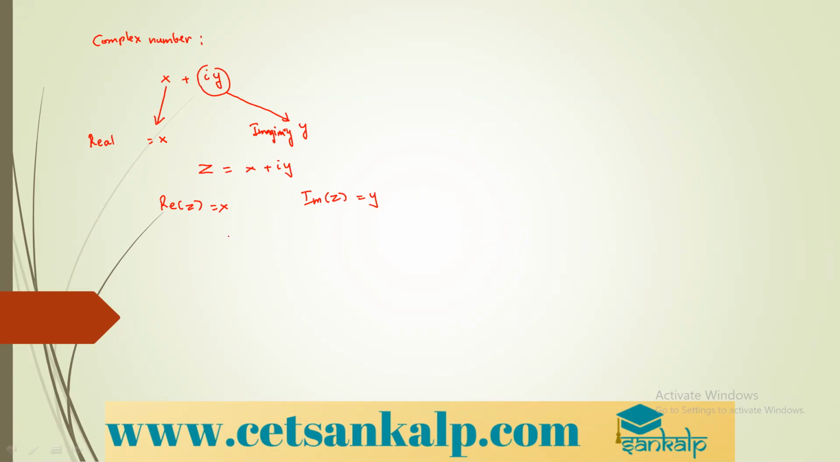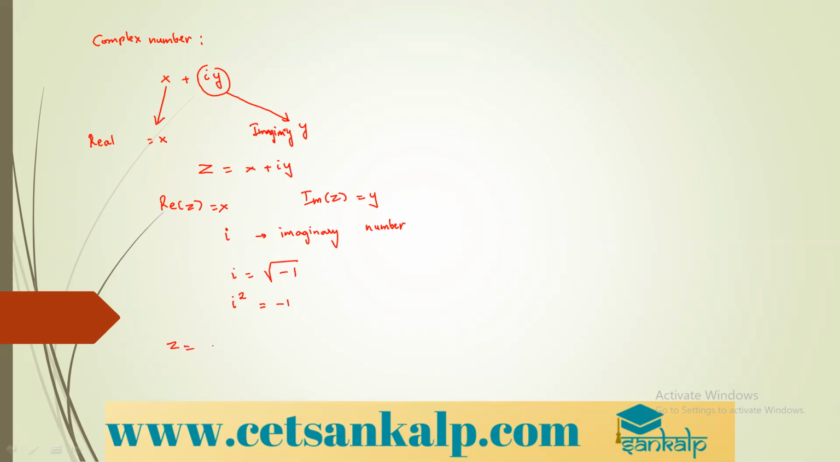Now the main thing you have to notice is the i which is present here. i is called an imaginary number, and this i's value is taken as square root of -1. That means when you square both sides, i square is taken as -1.